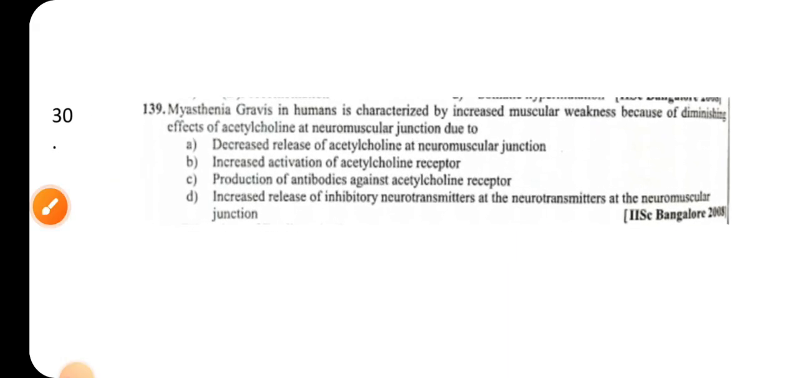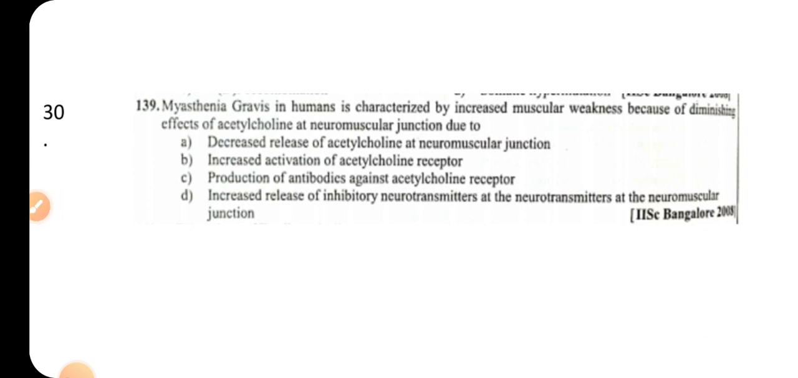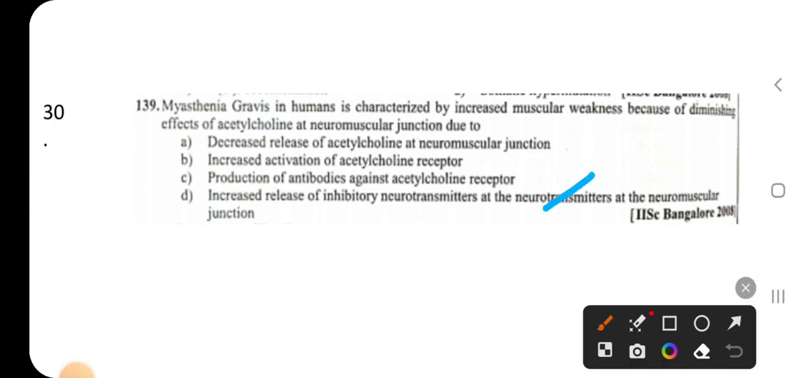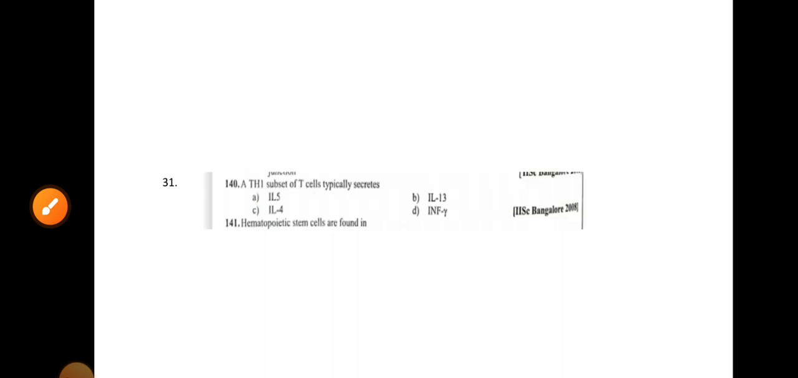30th question says myasthenia gravis in humans is characterized by increased muscular weakness because of diminishing effects of acetylcholine at neuromuscular junctions due to A, decreased release of acetylcholine at neuromuscular junction, B, increased activation of acetylcholine receptor, C, production of antibodies against acetylcholine receptor, or D, increased release of inhibitory neurotransmitters at the neuromuscular junction. Okay, so this was your 30th question.